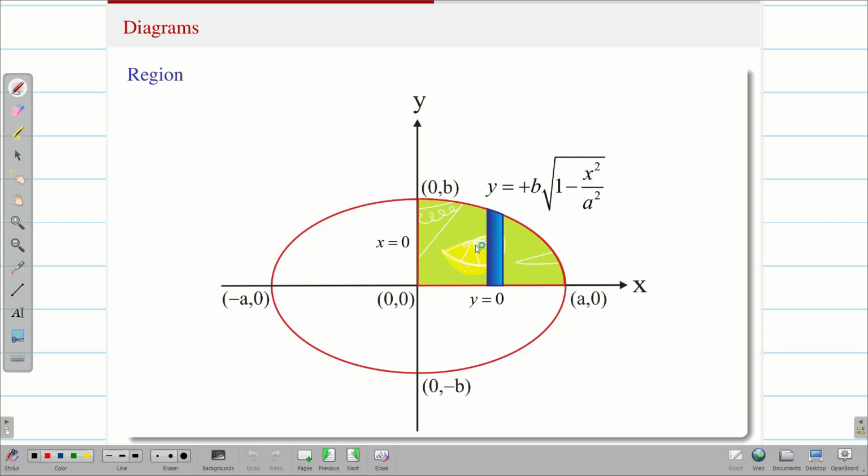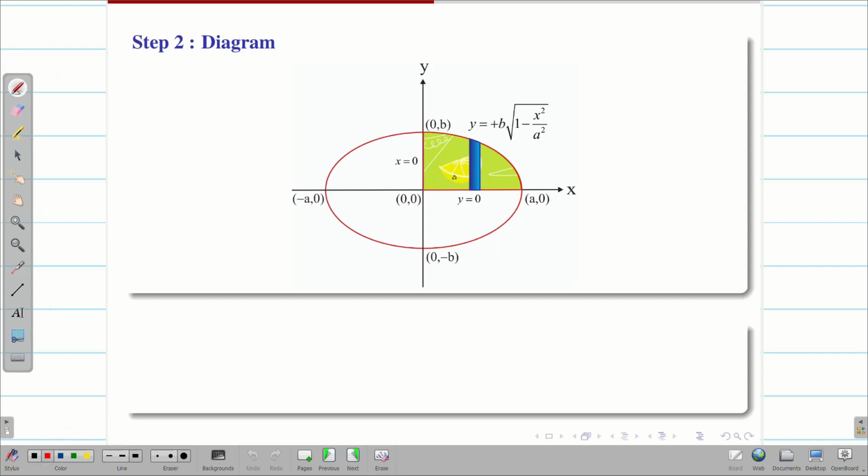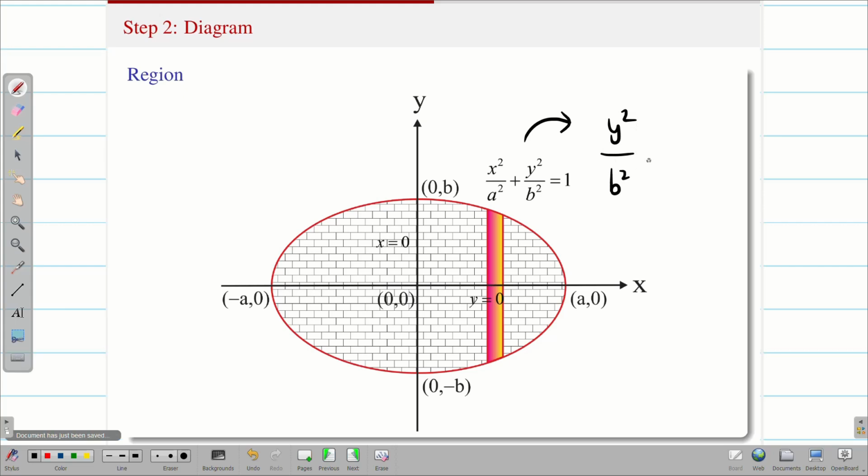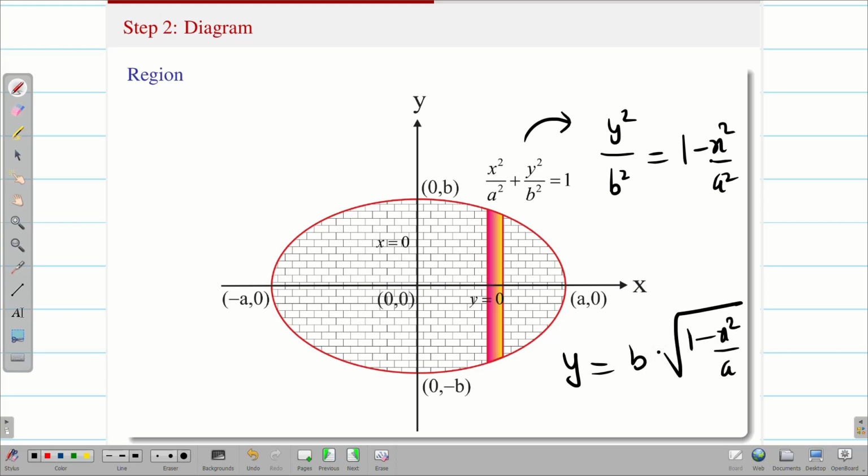Now we can fix the limits. Since we have a vertical strip, it goes from bottom to top. The y limits are 0 to y equal to b into square root of 1 minus x square by a square. Hope you understand, students, how this comes. See here, take this equation. Y square by b square is equal to 1 minus x square by a square. Now if I take square root on both sides, we'll be getting y by b equal to square root of 1 minus x square by a square. I will push this b to the other side.